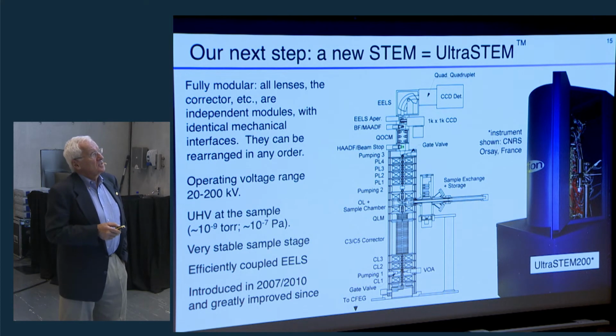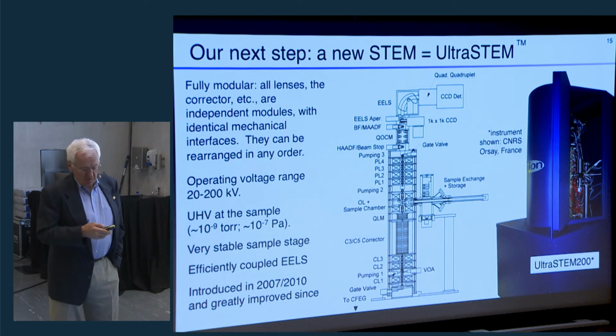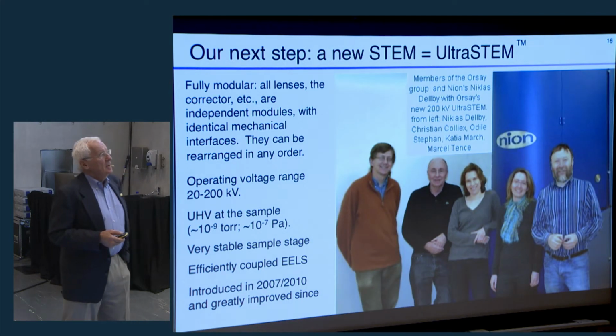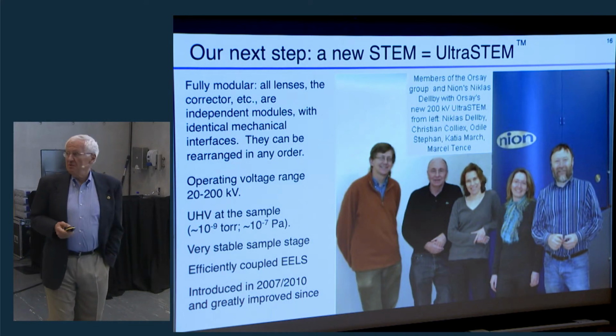Lots of projector lenses, more quadrupole lenses to give flexible coupling into the EELS, ultra high vacuum at the sample, and the instrument was introduced in 2007 in the 100 kV version that still used the VG gun, and in 2010 with our own cold field emission gun at 200 kV. And here's the group that received the very first one.